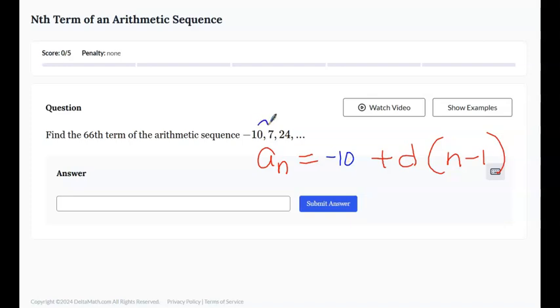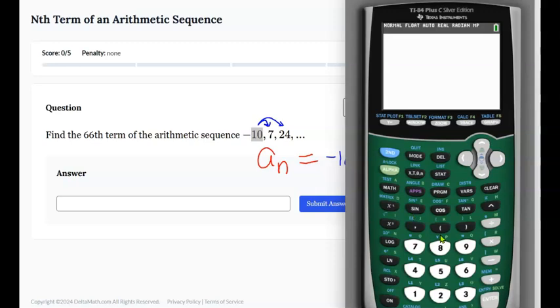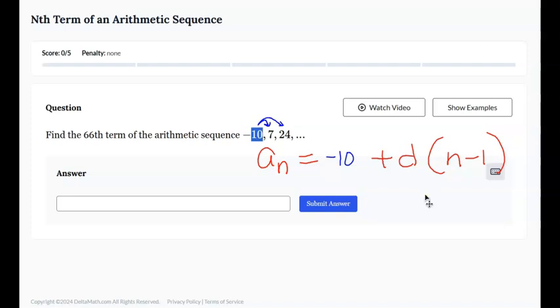And the common difference is the pattern of what's happening here. If you're not sure what that pattern is, then you can take the second number and subtract the one before it. So here's an example of what I mean. I can say 7 minus negative 10, and that gives me a difference of 17. If I do 24, the third term, minus 7, again I get a 17. So that means that the common difference, or the number in the D position, is positive 17. So we're going to type that right in front here.